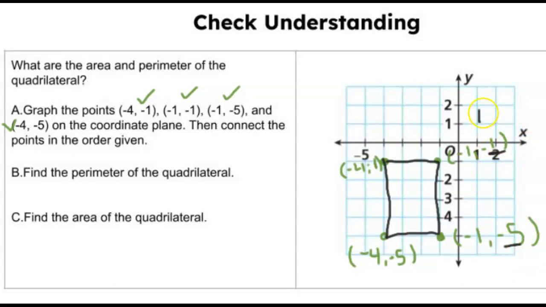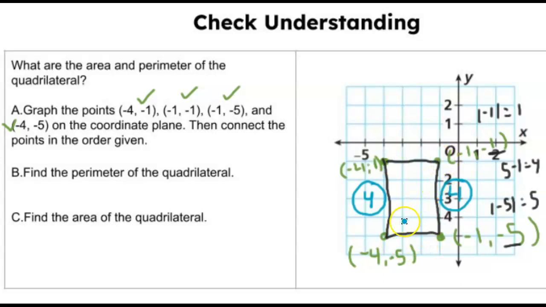The absolute value of -1 is 1. The absolute value of -5 is 5. Now, we are in the same quadrant, meaning we're going to subtract them. So 5 minus 1 equals 4. So if this side is 4, this side is 4. Now let's go from here to here.